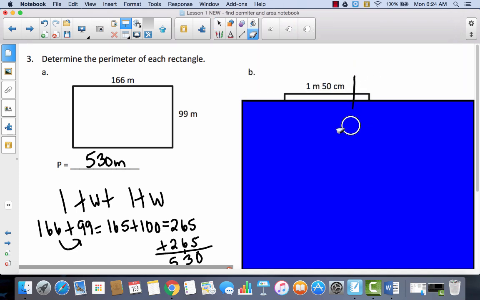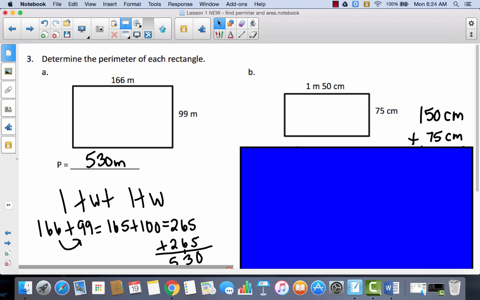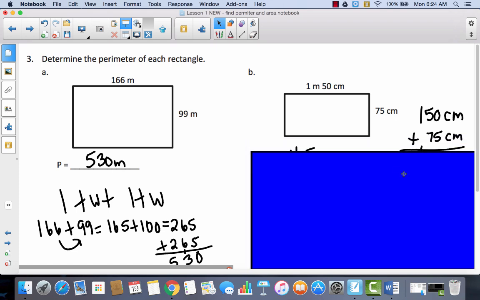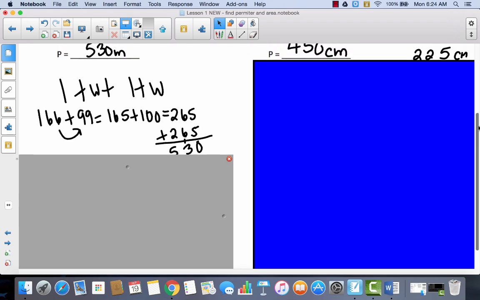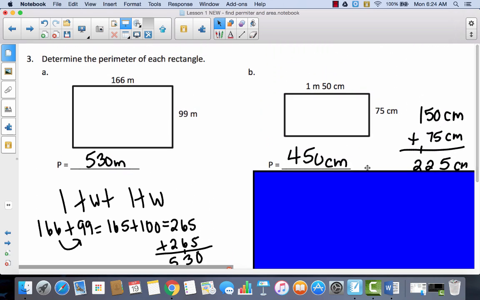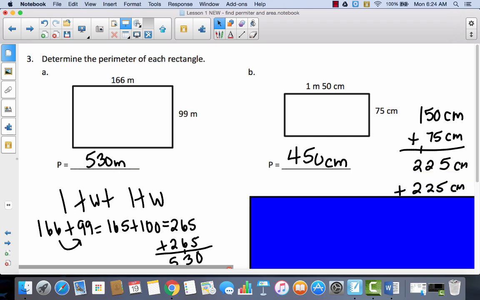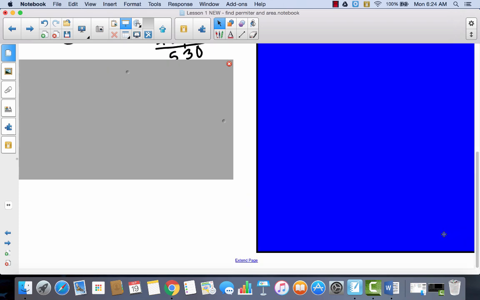All right, so let's take a look at B. Again, we were adding length plus width plus length plus width. And the first thing I had to do is change these meters to centimeters so that I could add. And 1 meter 50 centimeters is equal to 150 centimeters. I learned that in Module 2. So 150 plus 75 was equal to 225. So if those two sides were equal to 225, then I knew that these two sides were equal to 225. So when I added 225 plus 225, I got 450 centimeters.